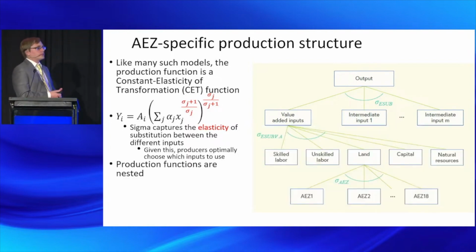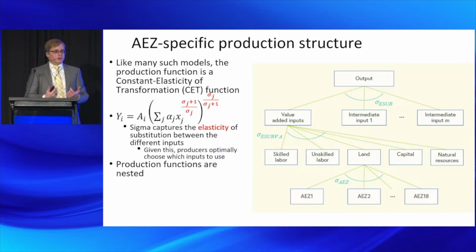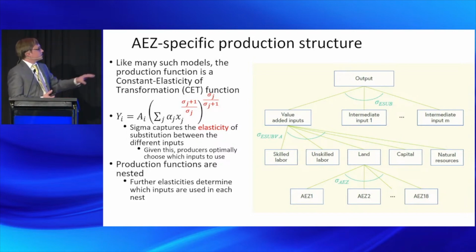We add a lot of specificity, though, by nesting these equations into each other. And so instead of just saying it's a one-shot choice where, based on the elasticities, the producer chooses how much endowments of value-added inputs versus intermediate goods from other sectors, that value-added input calculation itself is going to be the result of a previous set of equations, also CET functions, where we figure out how much land is being used.